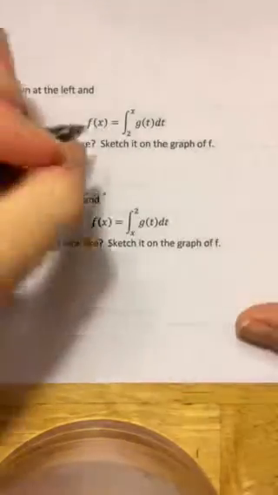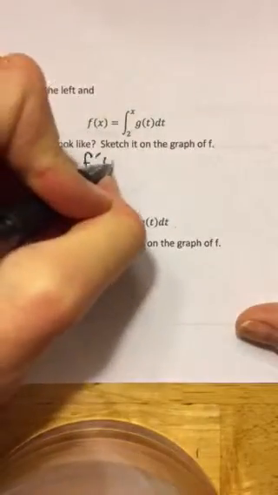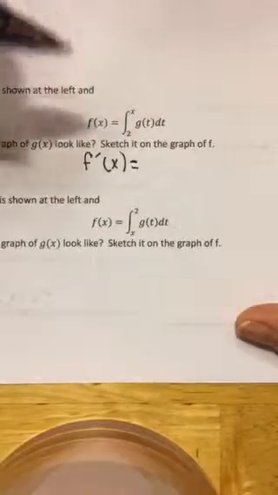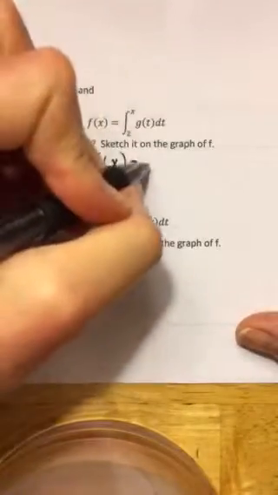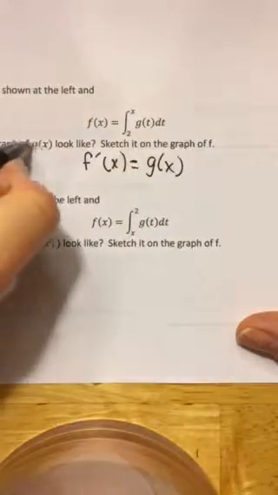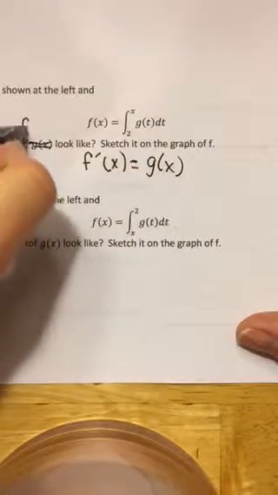Question 3 is asking the same thing, but now we have a different graph. But our integral is going to be the same as problem 1. So taking the derivative, we get f prime equals g of x. So this question is asking us to sketch the graph of f prime.